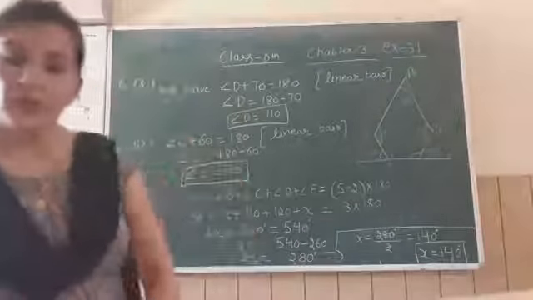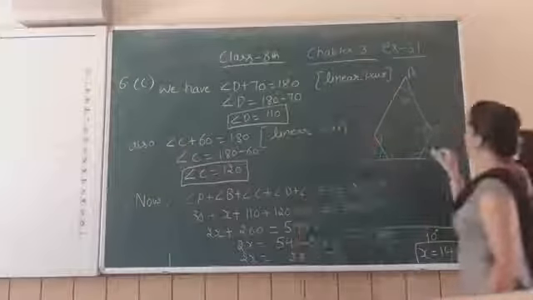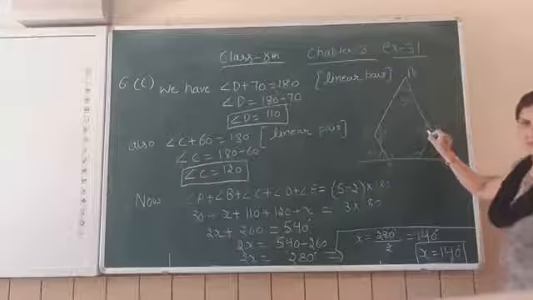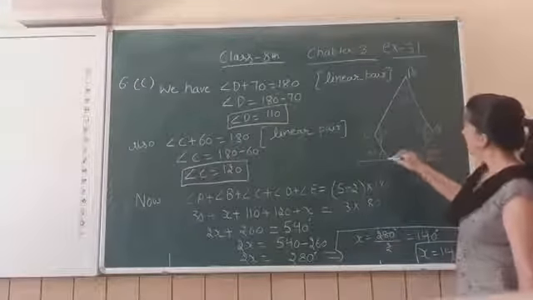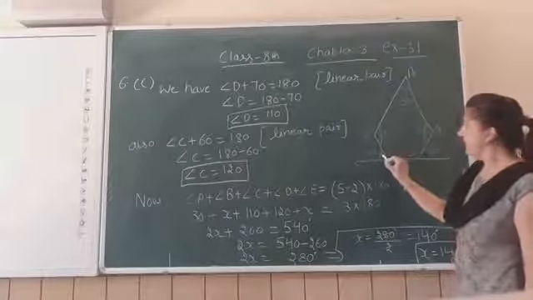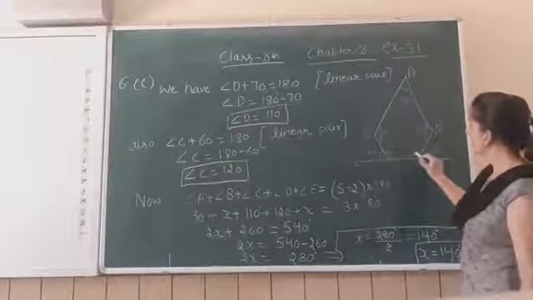Now part C. We have been given this figure. In this figure there is x and x, and 30 degree. We have named the angles A, B, C, D, E. Exterior angle 70, exterior angle 60. Firstly we will find out these angles.